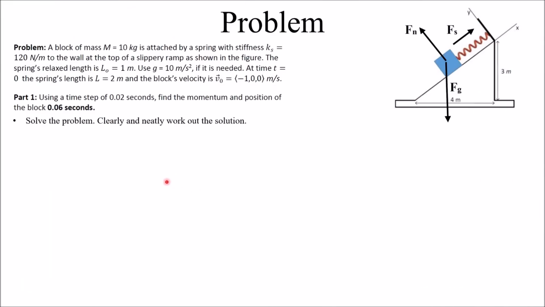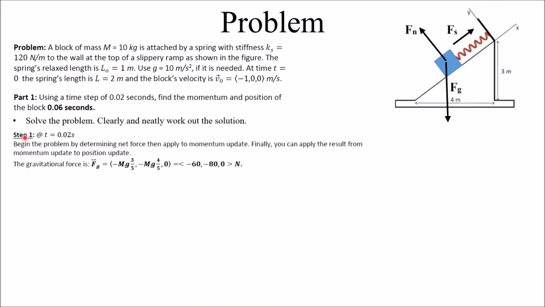Solving the problem is going to be basically broken up into 3 parts. The first step here is 0.02 seconds. For that first time step, we're going to consider the gravitational force. Well, we know that this is a right triangle, and we could find that angle and break it up into mg sine theta and mg cosine theta. We could use the angle, but we could also recognize that this is a 3, 4, 5 triangle, which we can find by using the Pythagorean theorem: 3 squared is 9, 4 squared is 16, 16 plus 9 is 25, the square root of 25 is 5.